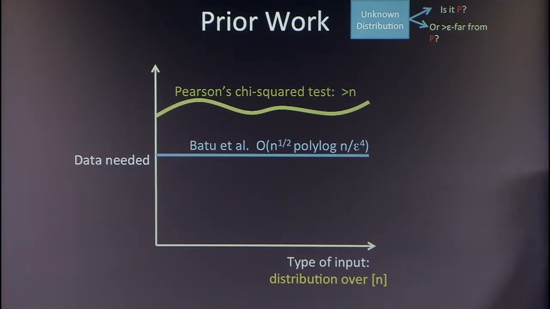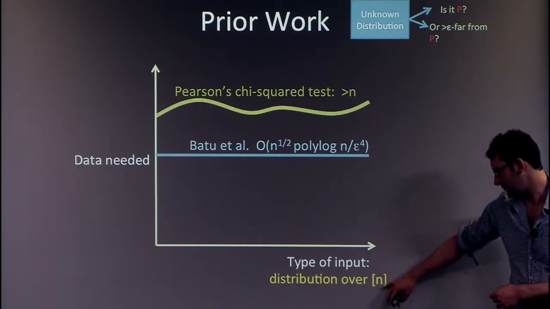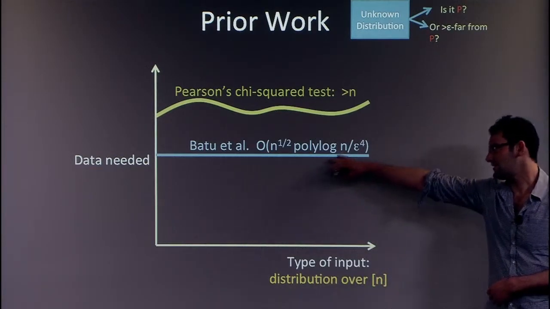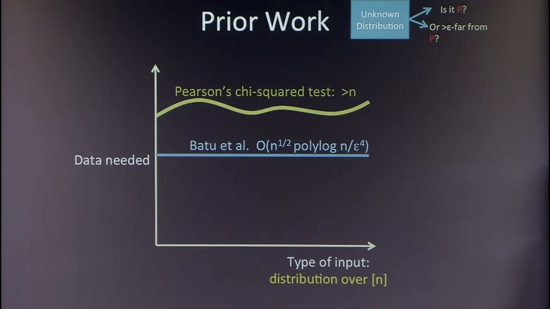Basically showed that if you have a distribution that's over support size at most n, then you basically only need on the order of square root n samples to do this hypothesis testing. Okay? And the intuition here is kind of a birthday paradox, right?